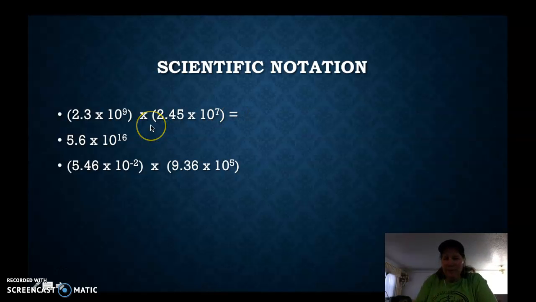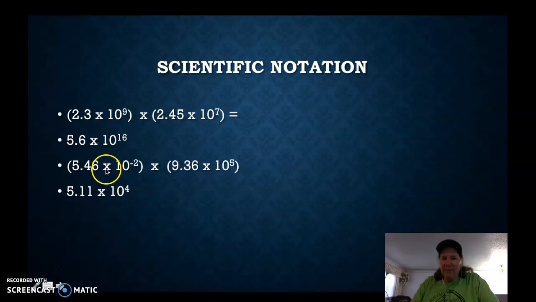Okay, now in this one, if I take 5.46 times 9.36, I'm going to get 51.1. I can't write it as 51.1. I'm going to have to move the decimal over one more. So what happened was I got 51.1 and it would be times 10 to the third because negative 2 plus 5 would be 3. But then I rewrite this. I move the decimal from 51.1. I make it 5.11. So I make this number smaller, so I make this number bigger. Okay. You got to make sure you're in proper scientific notation.